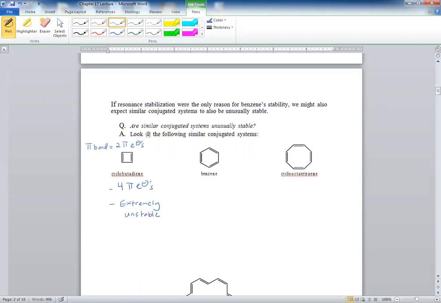So it's extremely unstable. Whereas when we look at benzene, we have 6 pi electrons. Once again, each is 2 pi electrons, 2 pi electrons, and then 2 pi electrons. So that's a total of 6 pi electrons. This one, as we said, has an unusual stability.